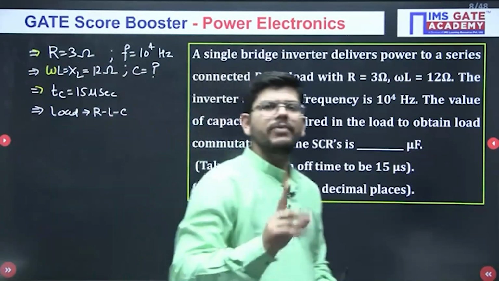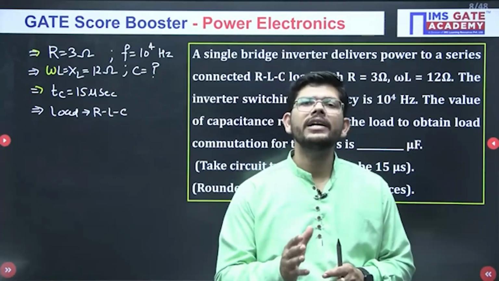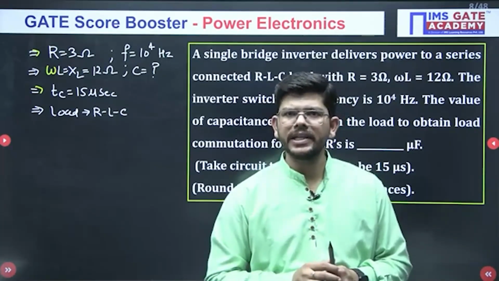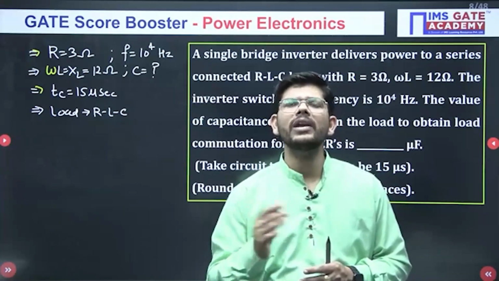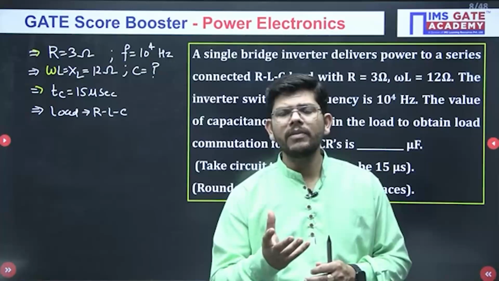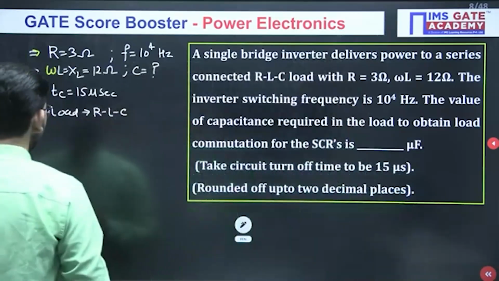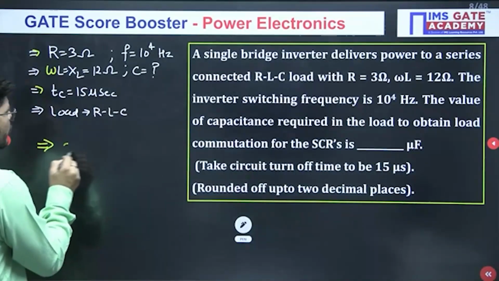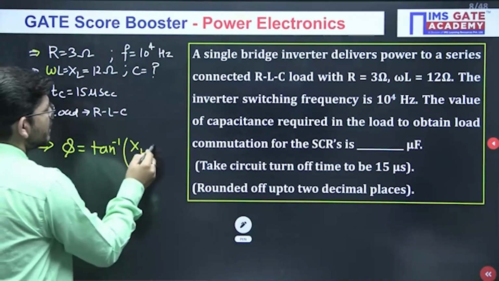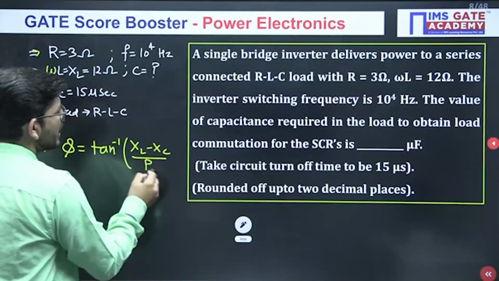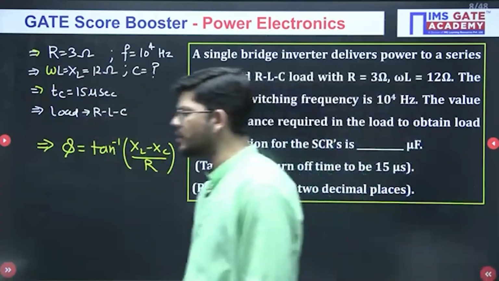So guys, in the first question you saw that we had a pure inductive load and the current was lagging the voltage by an angle phi. If we have an RLC load, the current may either lead or lag the output voltage by an angle phi. So how do we find that angle phi? You can find it like this: phi equals tan inverse of (XL minus XC) over R. This is the formula that you have to use.